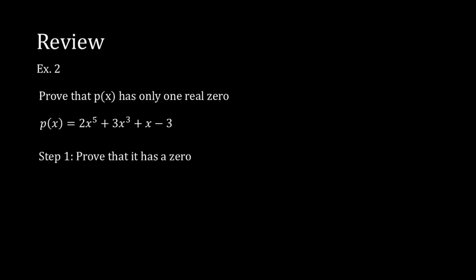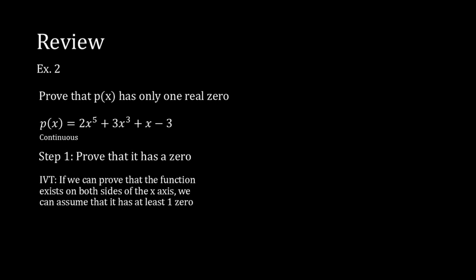Well, the first thing we should do is to prove the function has a zero to begin with, which we can do with IVT. Remember, in any case where you are being asked to prove the existence of a zero, but not the actual value of the zero itself, your gut instincts should be to apply IVT. P of x has no discontinuities, making it a continuous function, meaning that all we would have to do is find one point where the output of the function is negative and another where the output is positive, to prove that it does cross the x-axis at least once.